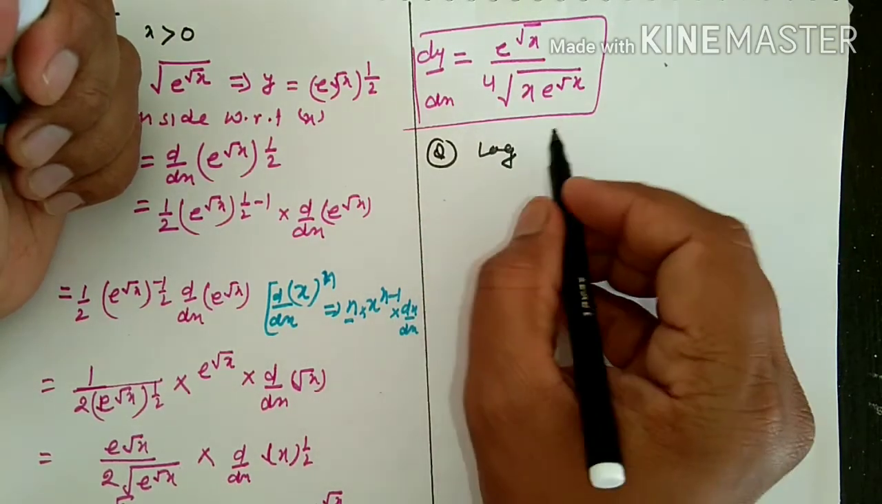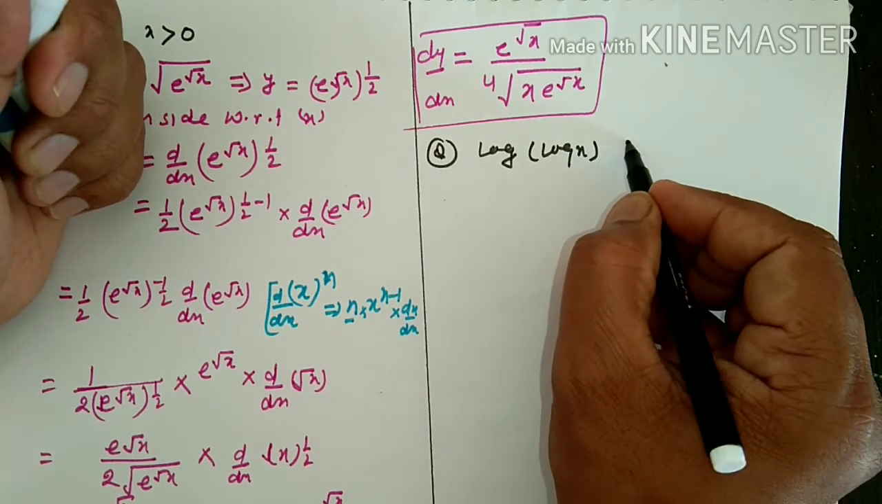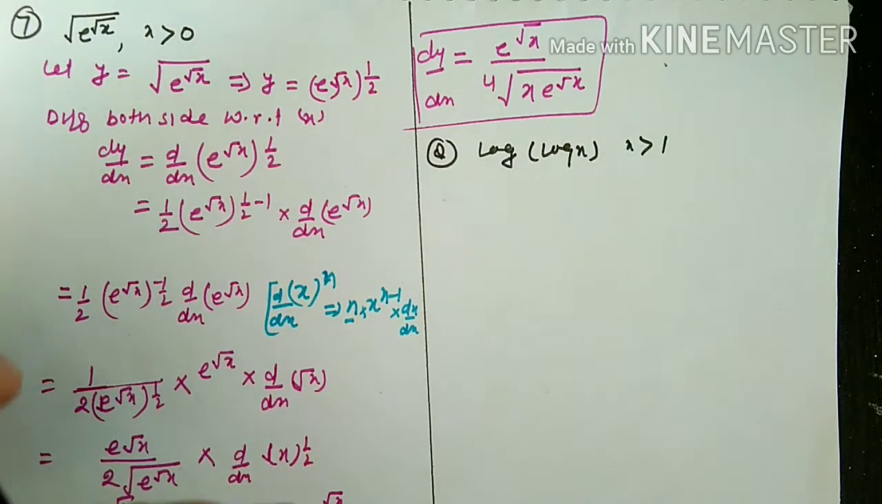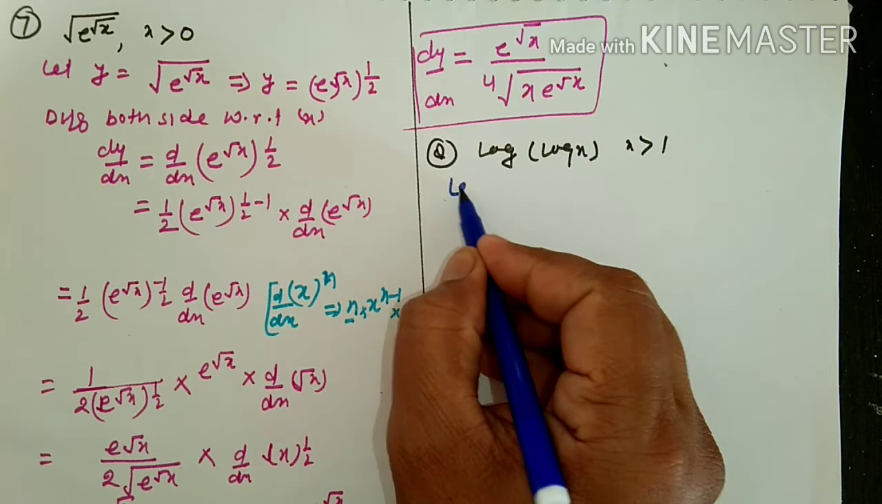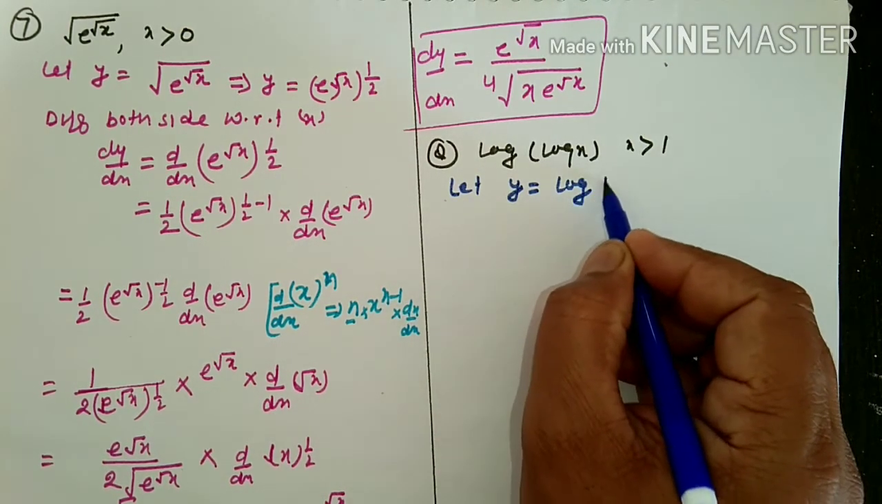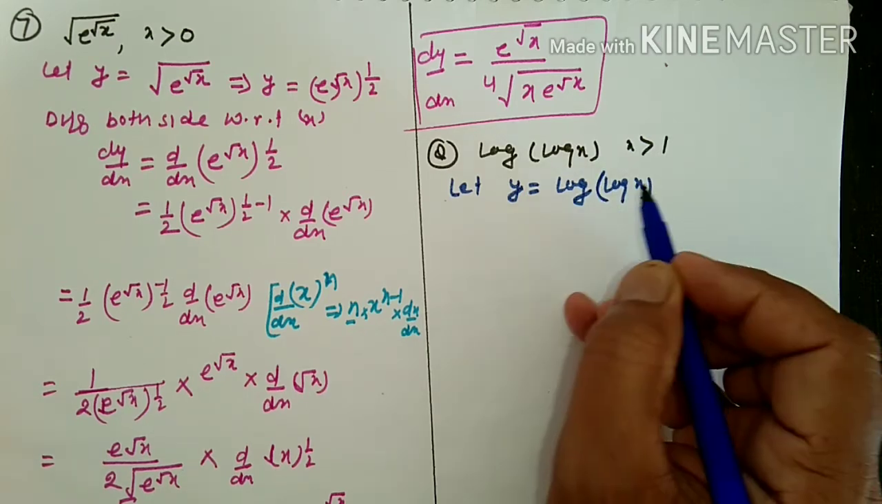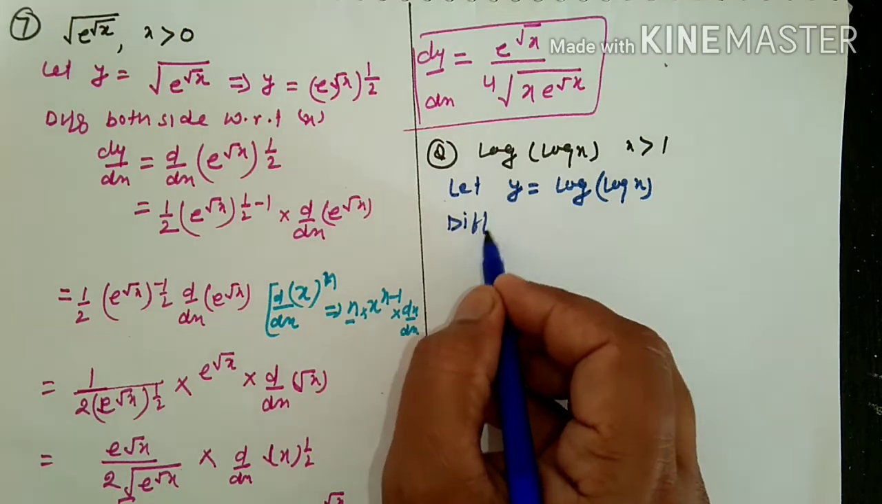Log log x, and x is greater than 1. So we can find it as, let y is equal to log log x. Clear?